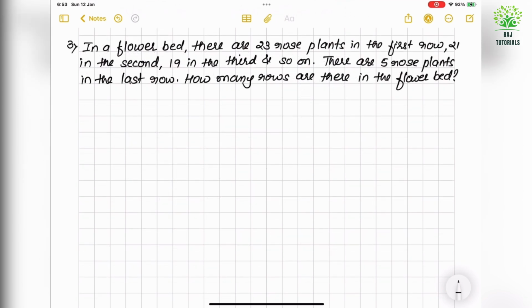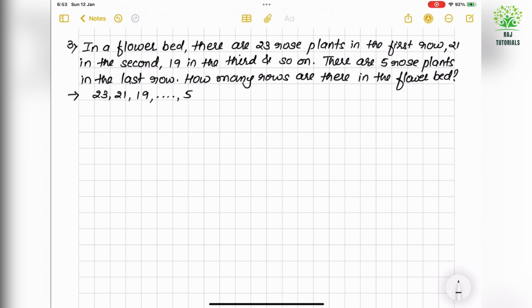Now, next question says in a flower bed there are 23 rose plants in the first row, 21 in the second, 19 in the third, and so on. There are 5 rose plants in the last row. How many rows are there in the flower bed? So, if I read it and arrange it, 23, 21, third one is 19, so on, last one is 5.